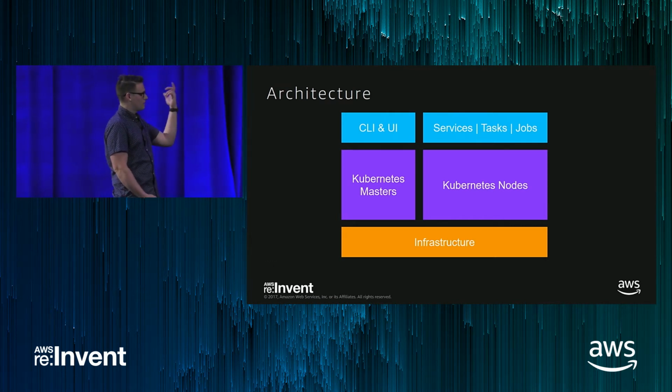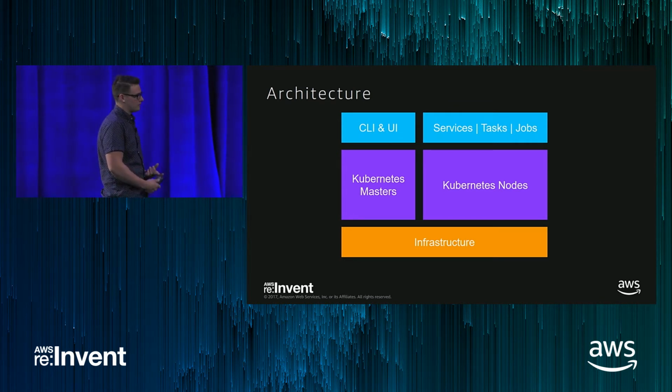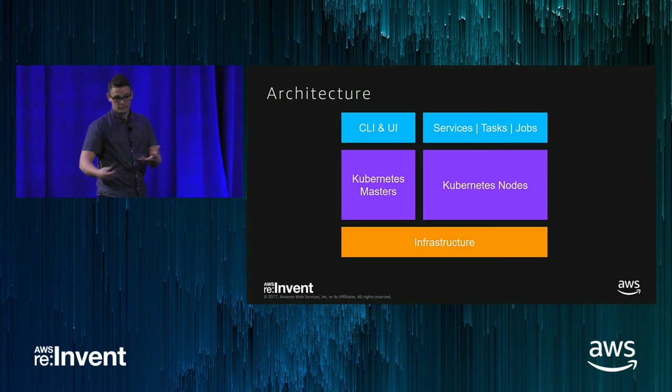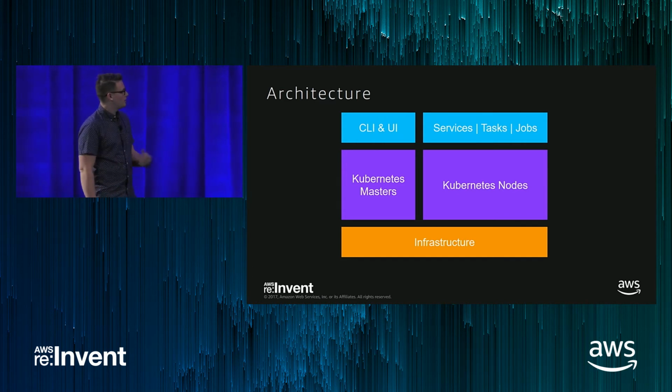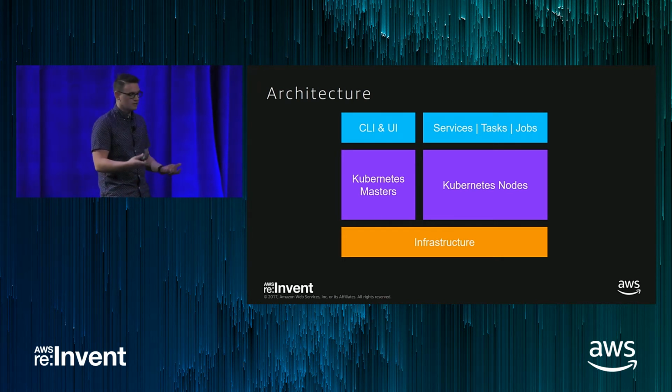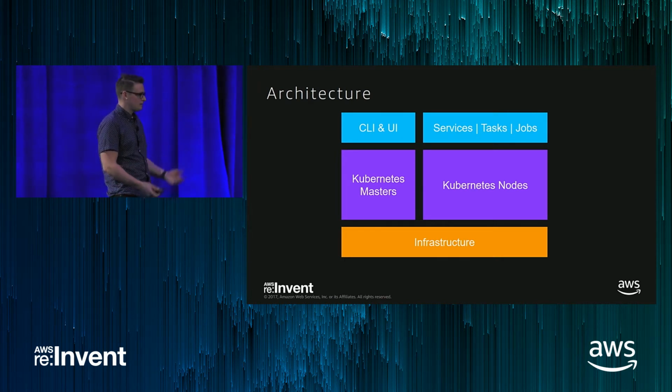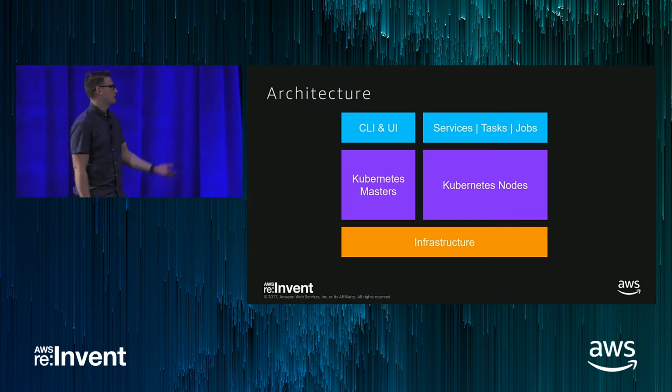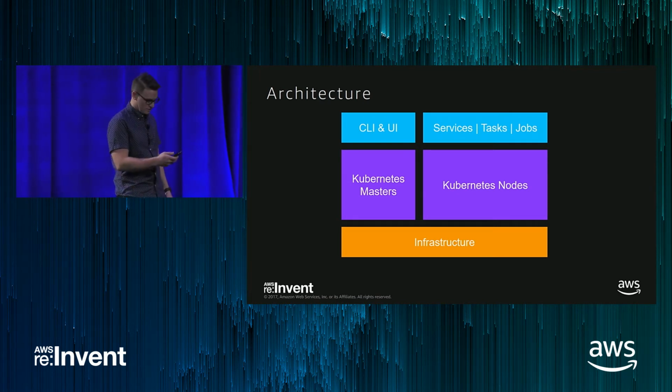You've got your Kubernetes masters, and that's where you're running the API server and etcd, unless you abstract that out. Then you've got your infrastructure running below, and you've got your worker nodes that are actually doing all the work. And then you've got your services and tasks and jobs, anything you actually want to deploy on top of that. Pods is what that actually should say.